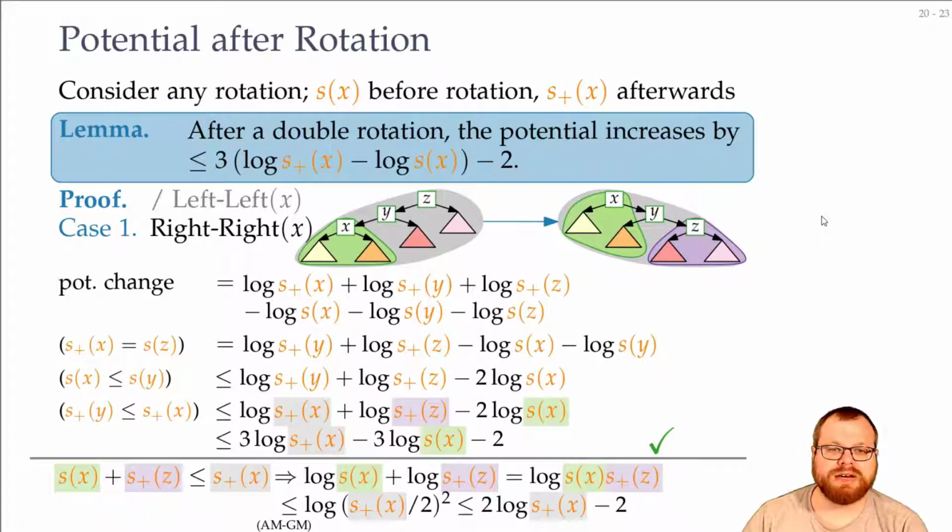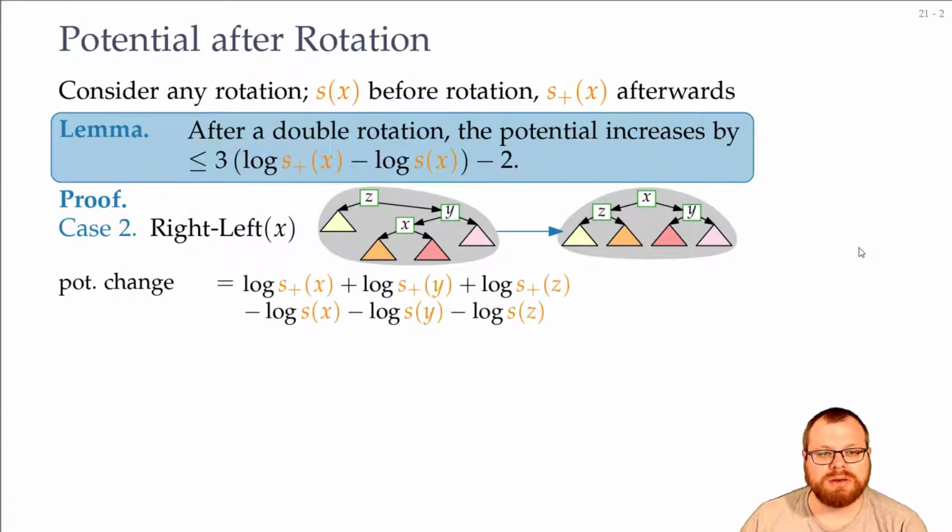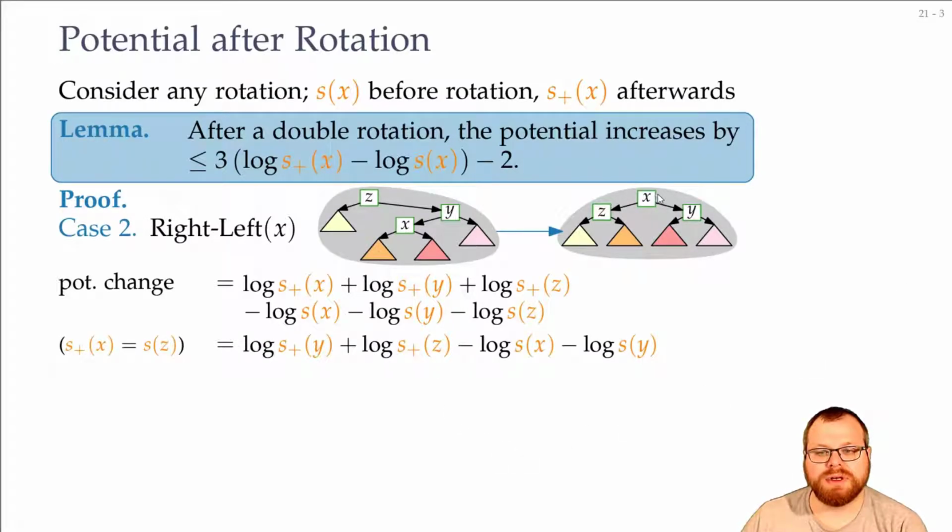There's one rotation left that we need, which is the right-left. So we have this situation, the x is here, then we have y and z, and we want to move x to the top and things to become more balanced. So what happens now? We again have to look at the potential change, sum up the logs of the sum of weights of these, and we again do something very simple in the beginning. We have the new sum of weights of x is the same as the old one of z, so those cancel, and we only have 4 terms left.